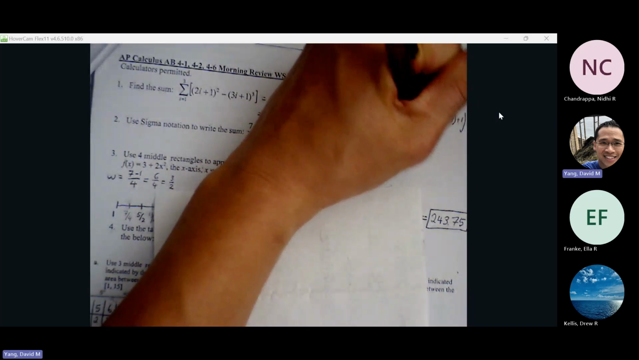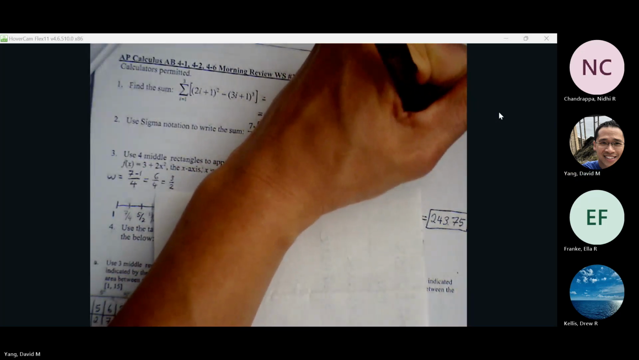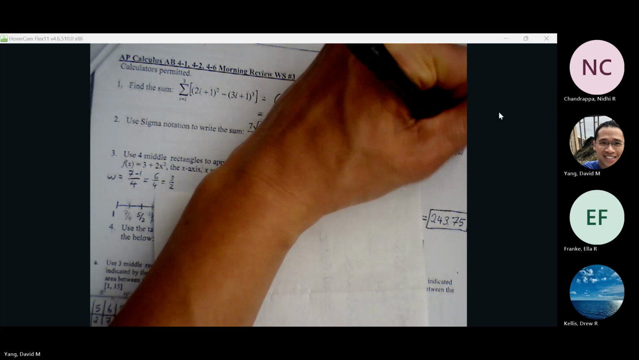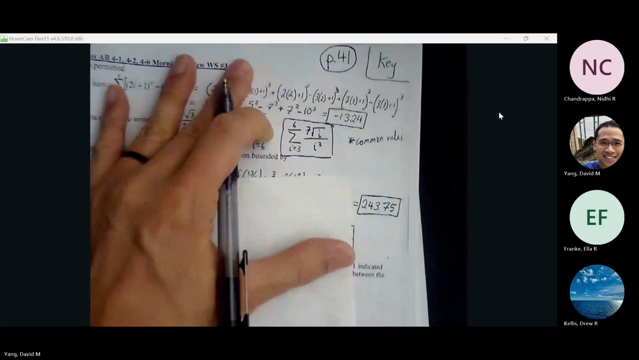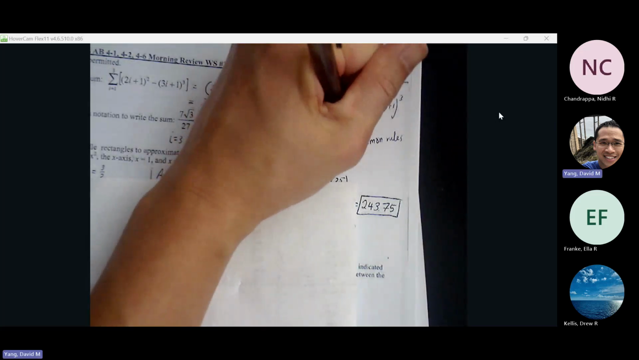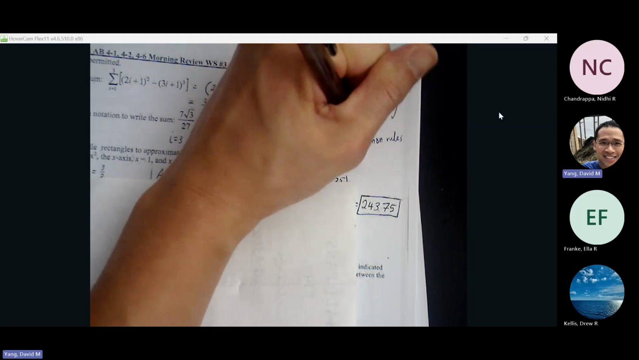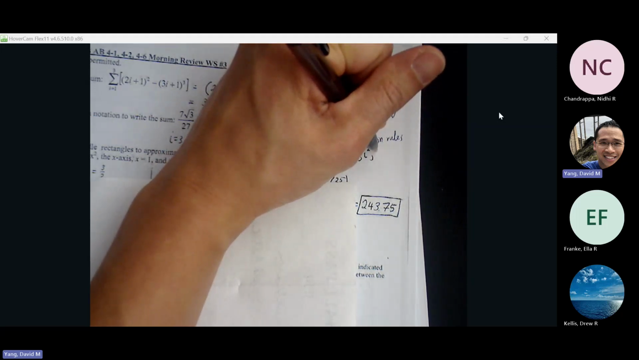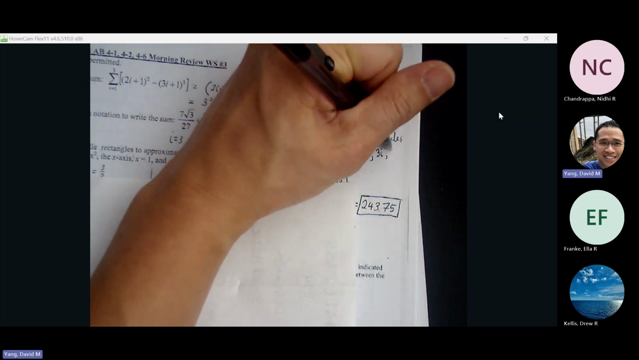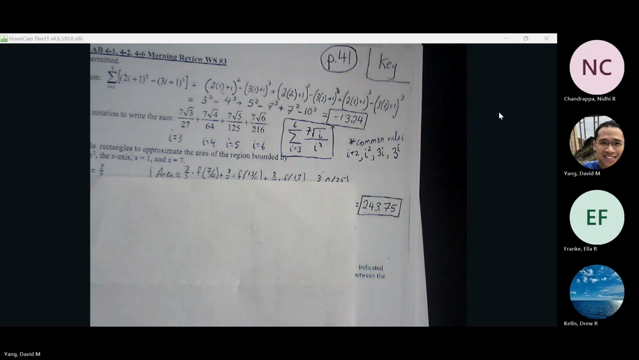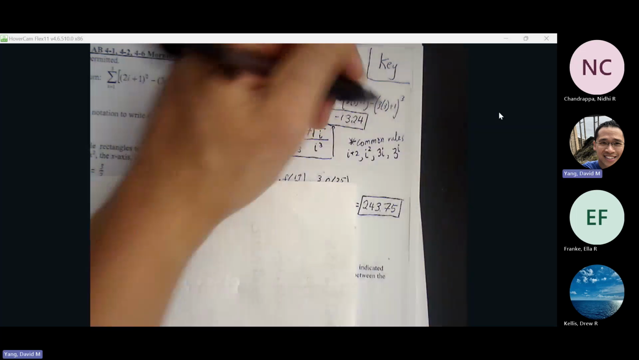Some common rules involve, maybe you're adding a value, maybe you're raising it to a power, maybe you're multiplying by a number, maybe you're raising a base to that exponent. Something along those lines of these patterns.